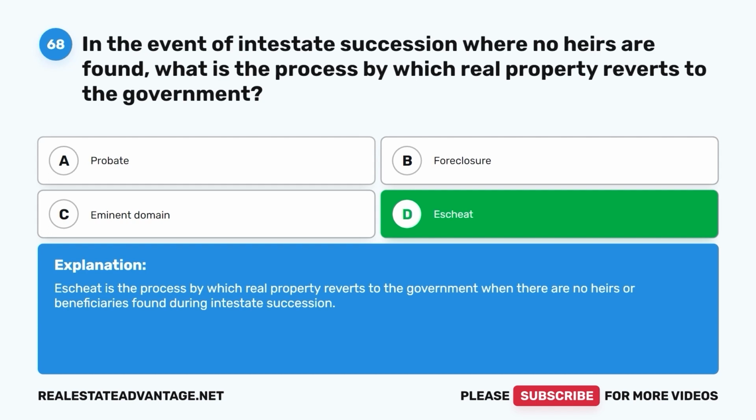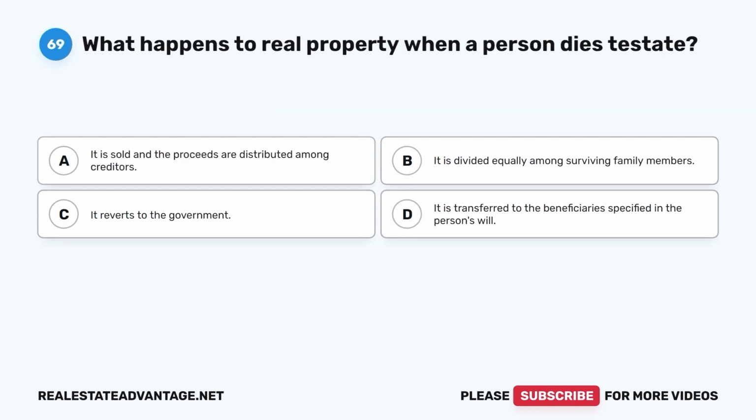Question 69. What happens to real property when a person dies testate? A. It is sold, and the proceeds are distributed among creditors. B. It is divided equally among surviving family members. C. It reverts to the government. D. It is transferred to the beneficiaries specified in the person's will.